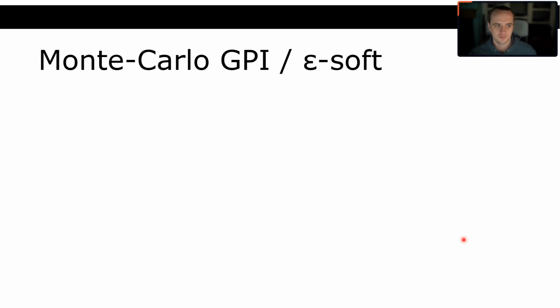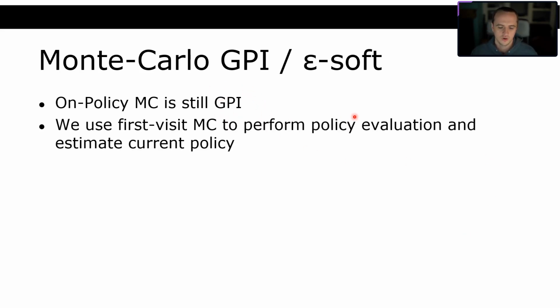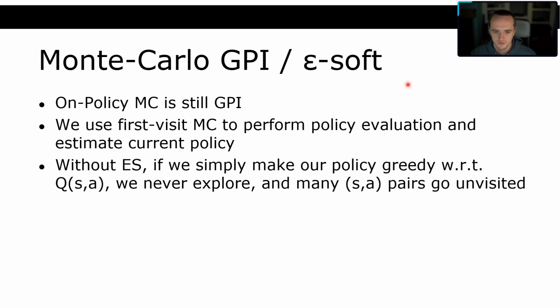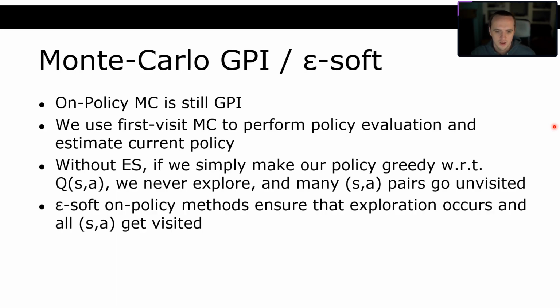Monte Carlo generalized policy iteration with an epsilon-soft policy. So on policy Monte Carlo is still generalized policy iteration. If we look back to the slides we did last time, we use first visit Monte Carlo to perform policy evaluation and estimate the current policy. So that was the first step of generalized policy iteration. Without exploring starts, if we simply make our policy greedy with respect to Q(s,a), we never explore, and so many state action pairs go unvisited. So epsilon-soft on-policy methods ensure that exploration occurs and all state actions get visited.